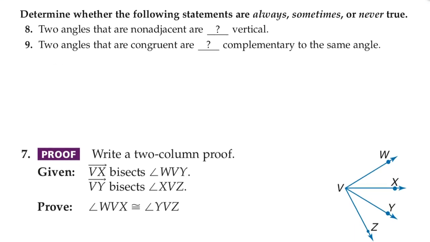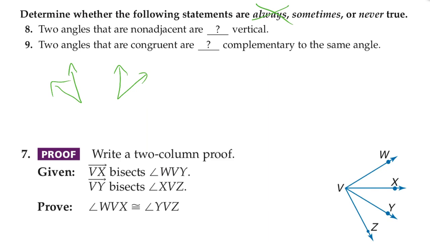Okay, determine whether the following statements are true. And so that's sometimes, always, or never. I love this type of problem. So two angles that are non-adjacent are vertical. Two angles that are non-adjacent. Well, let's try. Well, here's two non-adjacent angles, and they're not vertical. So it's definitely not always for number 8.